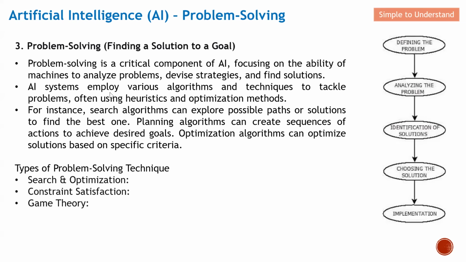AI systems actually employ various algorithms and techniques to tackle problems. Often they use heuristic and optimization methods. I will explain this with an example later on. For instance, a search algorithm can explore possible paths. For example, when you Google something, it shows a whole list of things. Basically, these are all those possible paths or all the possible solutions.